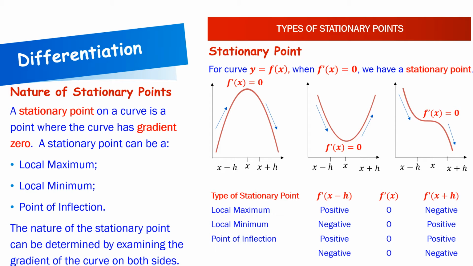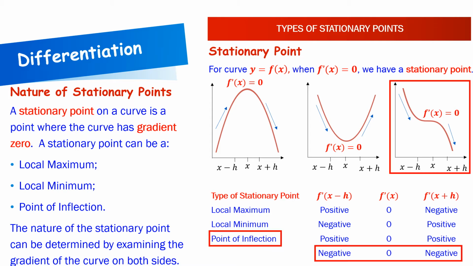However, there is another type of point of inflection, and that is this one that you can see here. This point of inflection has f dash of x minus h negative, f dash of x equal to 0, and f dash of x plus h also negative.